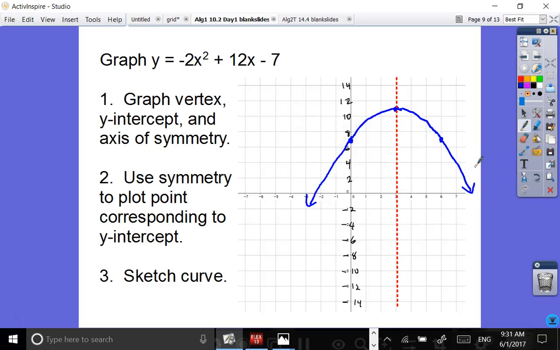So these are the steps you want. First, you've got to calculate the vertex. You know what the y-intercept is because it's right there, that constant term at the end. So calculate the vertex, plot the y-intercept, and then use the symmetry of the parabola to find a corresponding point. With those 3 points, you should be able to see kind of where the graph goes. We won't have to use 5 points. 3 points would be enough.